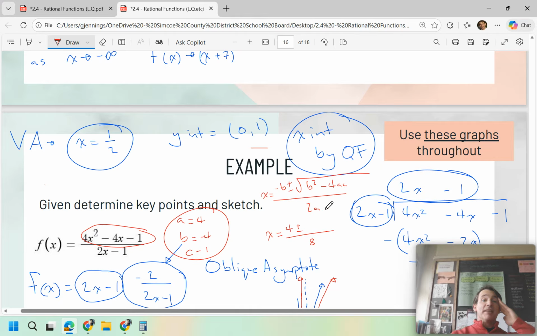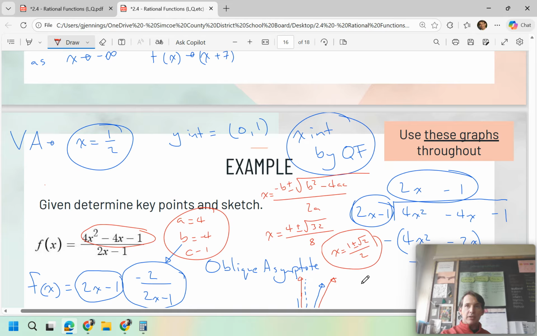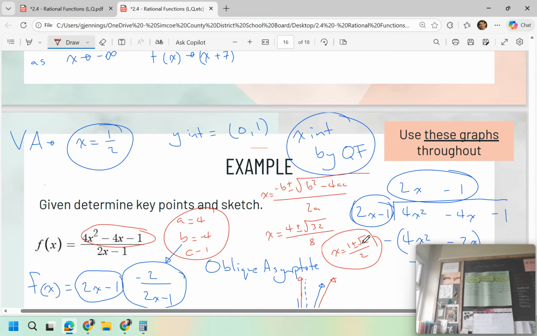Okay, so we're 16 plus 16 is 32. So 4 pops out there, so x equals 1 plus or minus root 2, over 2. Like that. There's where they are. So Kunal, that's what I'd be looking for if I ever asked. Not the decimals. Right there. 1 plus root 2 on 2. No one's going to get that?